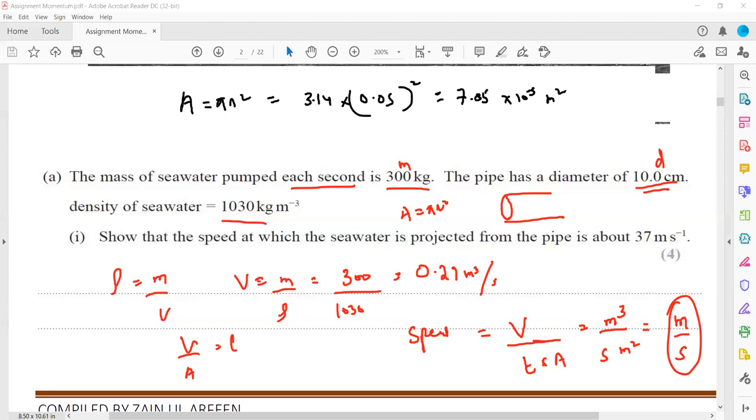And now we need the speed. So how to get the speed? That is the volume flow divided by area. So the volume flow was 0.291 and the area is 7.85 times 10 to the power minus 3. That is equivalent to 37 meters per second. Is it clear, this question? That is how we work out how much water is coming out every second, or what is the length covered every second by this water coming out from the pipe?